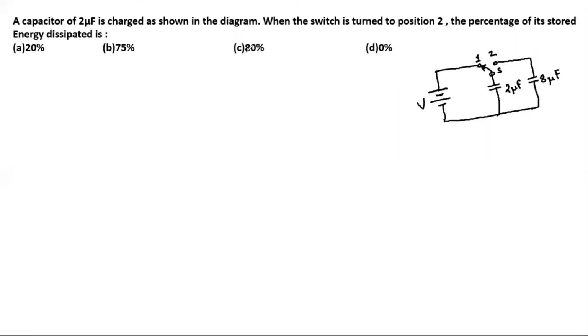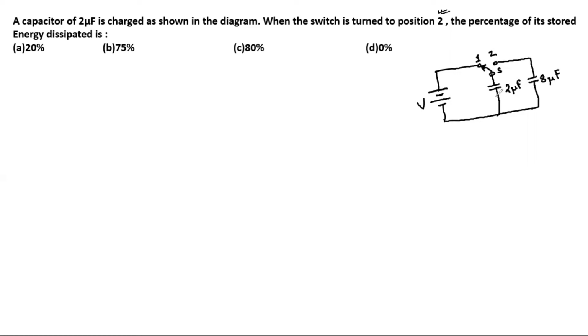Okay. So here in this question, a circuit diagram is given. It says that a capacitor of 2 microfarad is charged as shown in the diagram. This is my 2 microfarad capacitor, and you will see a two-way key connected. Initially it is connected to a battery of voltage V, and once the capacitor is fully charged, it is positioned to switch 2. So we have to find the percentage of energy dissipated.